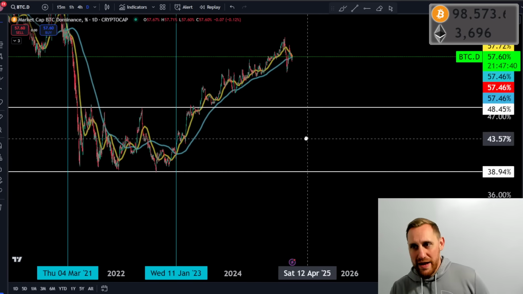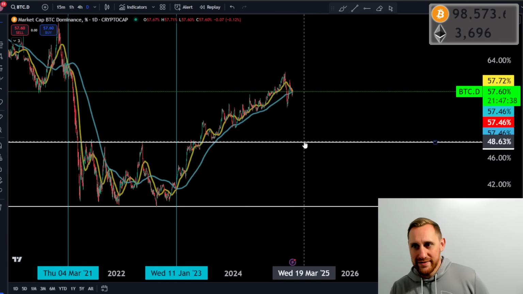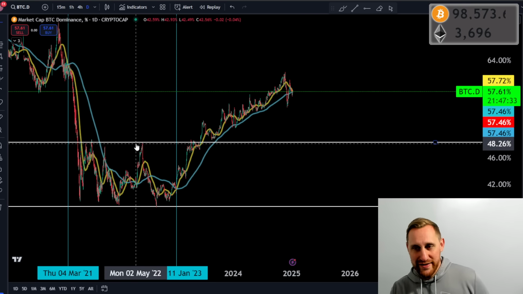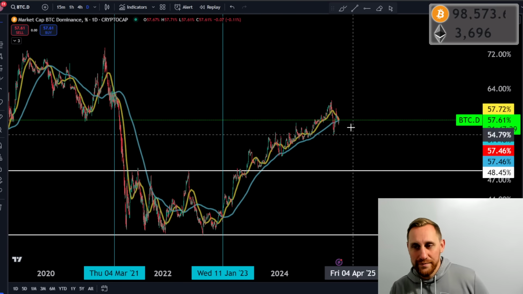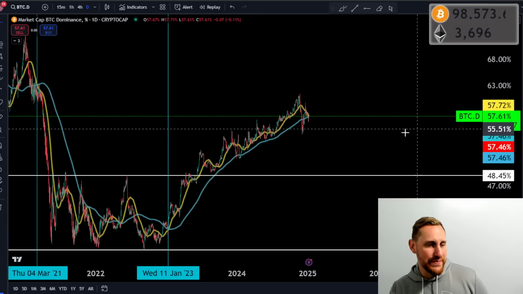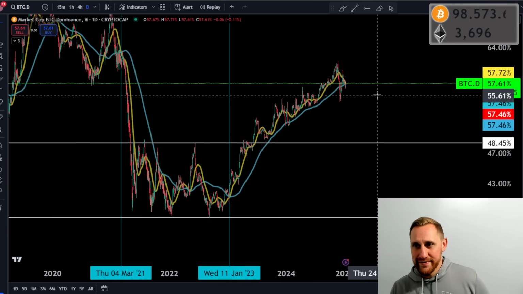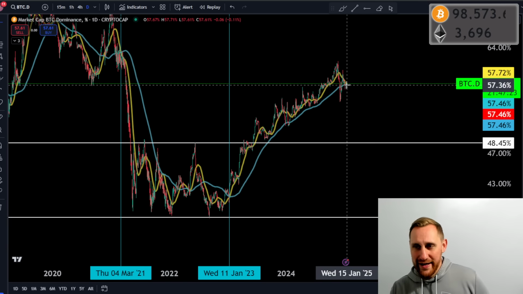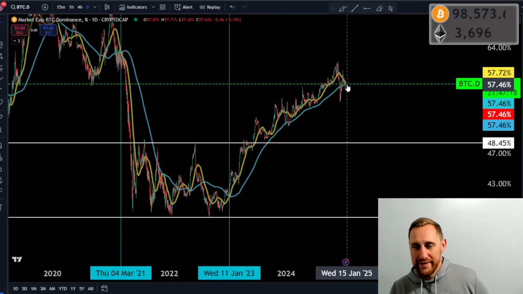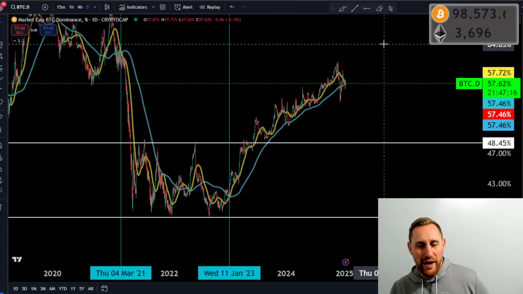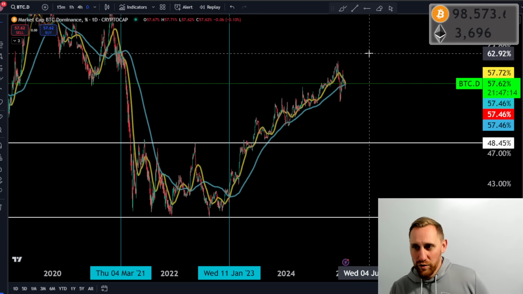Now, maybe we don't get back to 39%. Maybe this time we just go back to 49%. Maybe we just go back and test these previous highs, and this is some sort of wick off, right? But anyways, I think this is shaping up a lot like the previous Bitcoin dominance tops where we have that death cross in Q1 of the post-halving year. And I think we're about to see dominance start coming back down over the course of the next month.